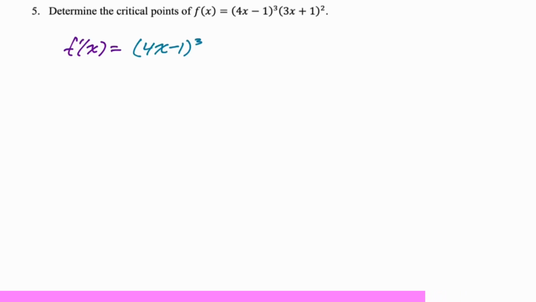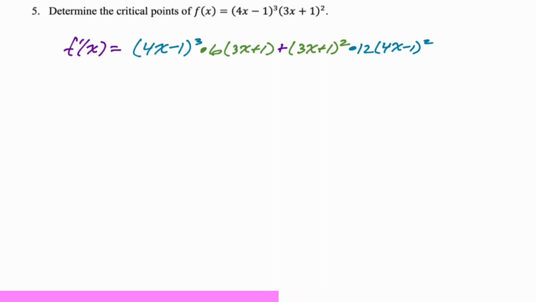So f prime is going to be first derivative of the second is 6 times the quantity 3x plus 1 plus second, which is 3x plus 1 squared. Derivative of the first, just don't forget the chain rule. It's 3 and then times 4 by the chain rule. So 12 quantity 4x minus 1 squared. These problems are always factored by grouping. So you look for the common things. So you can take a 6 out, you can take a 4x minus 1 squared out, and you can take a 3x plus 1 out of both terms. So we will do that.